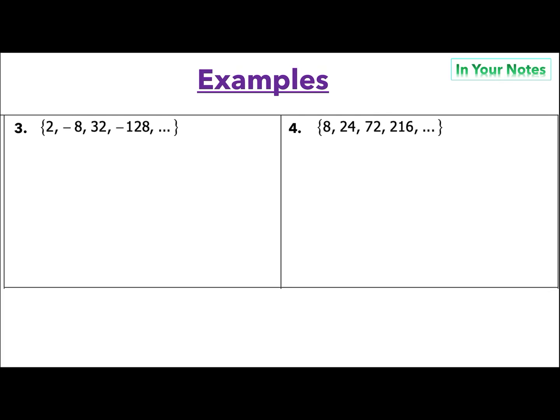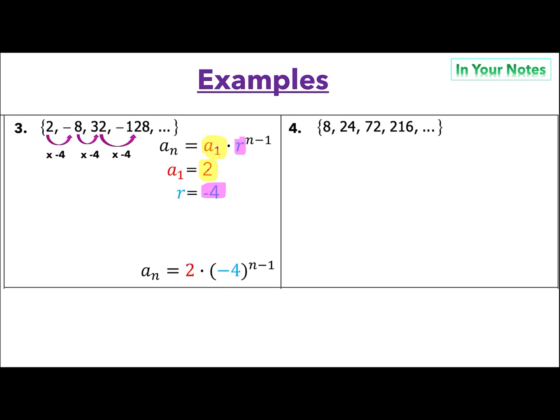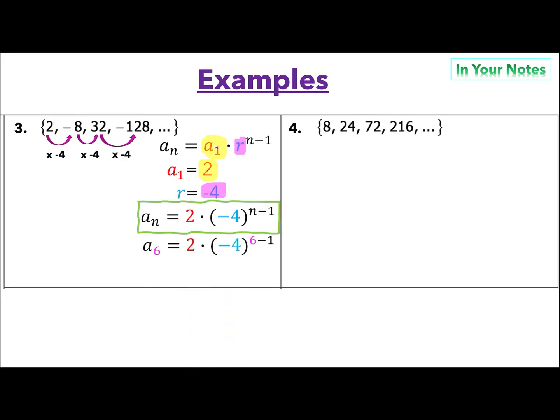Okay, so the next, number 3, first thing you're going to do, write the formula down. A sub 1 is 2, A sub 1 is your first term. Now we need to figure out what that rate is, or that ratio. So 2 times what gives me -8? That would be -4. So therefore our r is -4. And now we're going to replace 2 in for A sub 1, and we're going to replace -4 in for r to write our formula, or our sequence, our rule. That is our rule. And now, just like before, we're going to find what A sub 6 is.